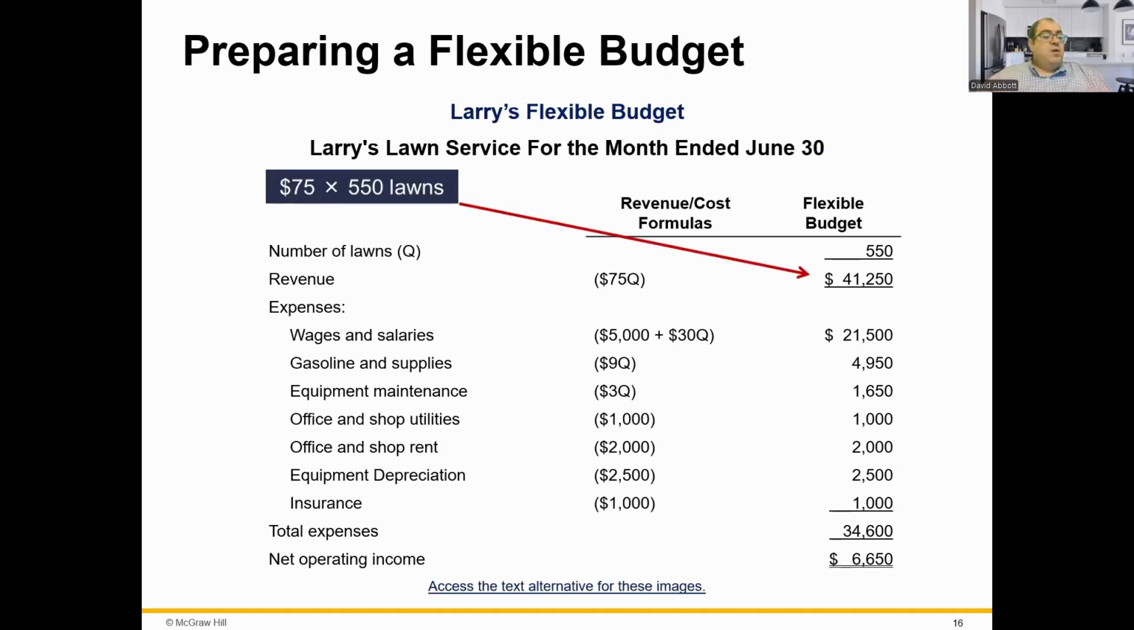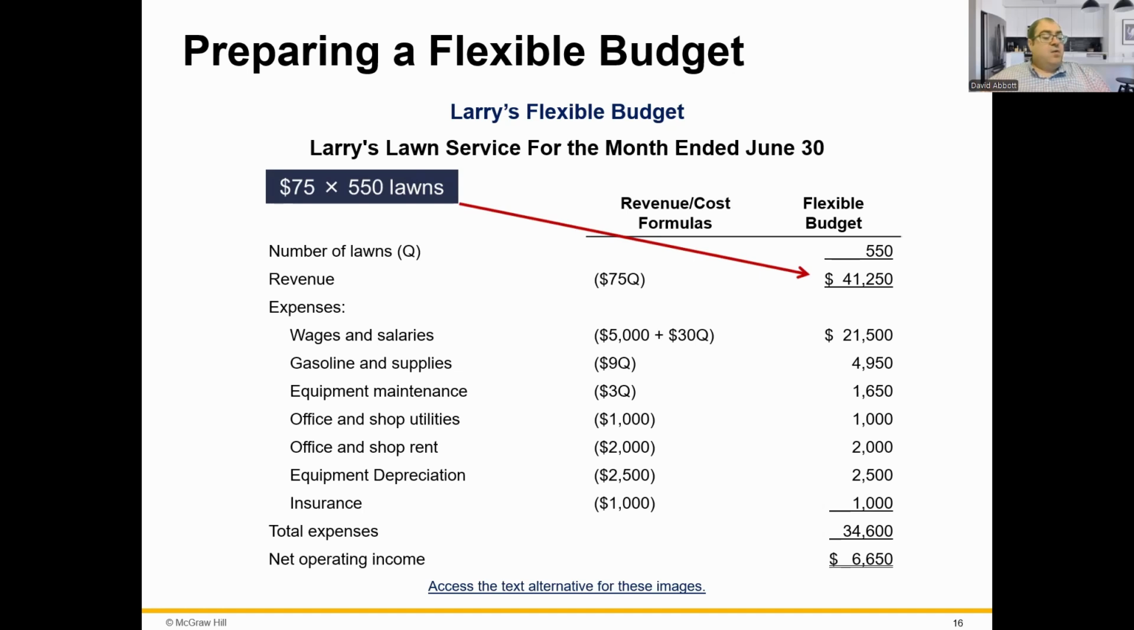So we'll notice that Larry's flexible budget for an activity level of 550 lawns mowed is shown on this slide. The Q in all the revenue and cost formulas is 550 lawns mowed. So the Q is for the quantity. That's what that means. So if we look at this, we see that the revenue of 41,250 is computed by multiplying 75 by 550, because he gets paid $75 for each lawn that he mows during the month.